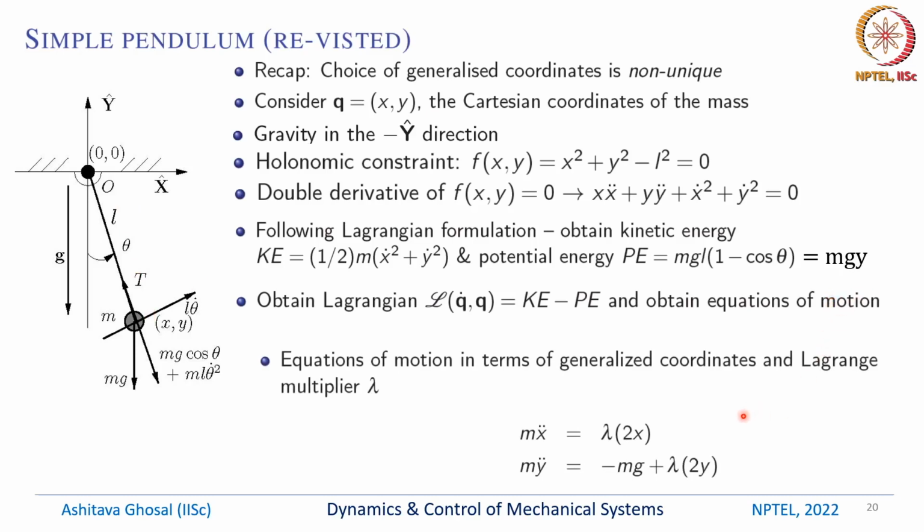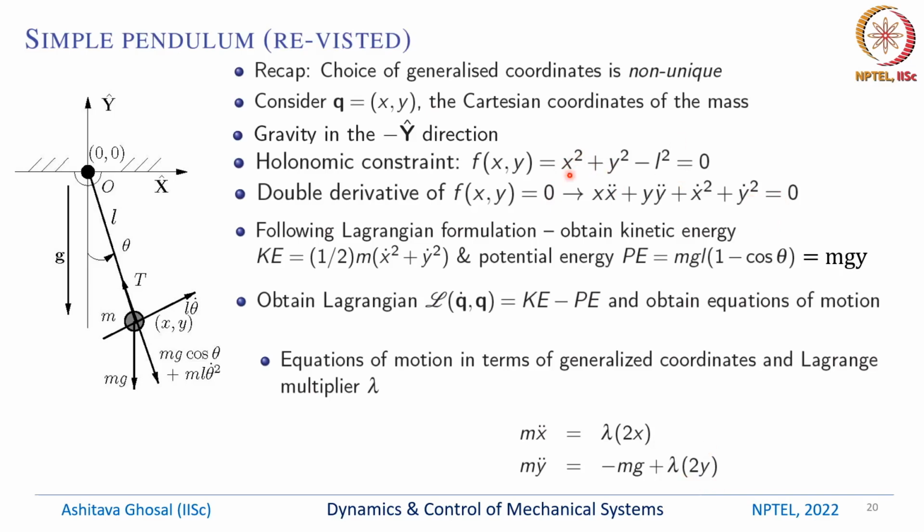And what are the equations of motion? Sort of obvious. We have m x double dot is equal to lambda times 2x, and m y double dot is minus mg plus lambda times 2y. Remember, there are no forces or torques acting. The only external force is due to gravity, and this is acting along the y direction. So we will have some component of this external force, gravity, in the y direction. And this lambda times 2x and lambda times 2y comes from the derivative of this.